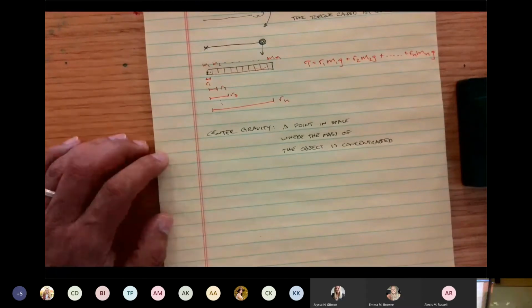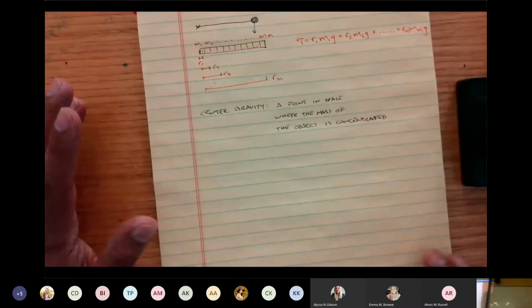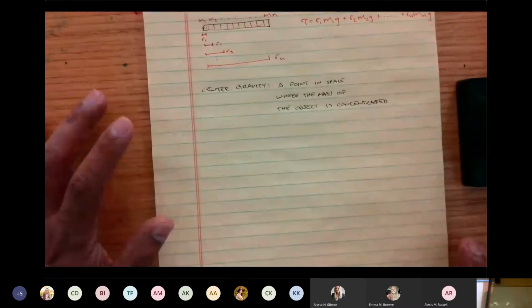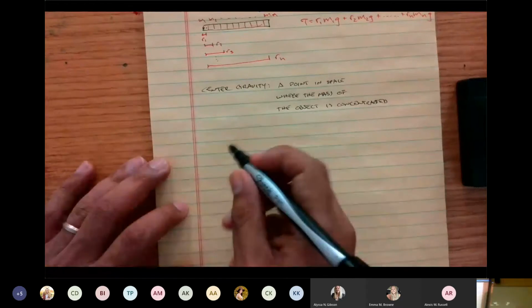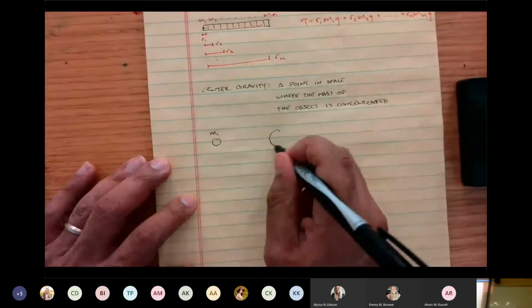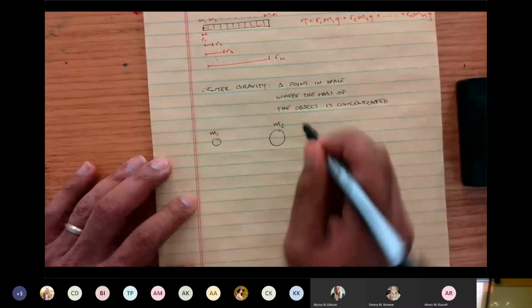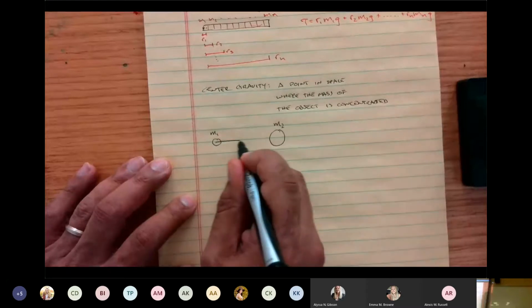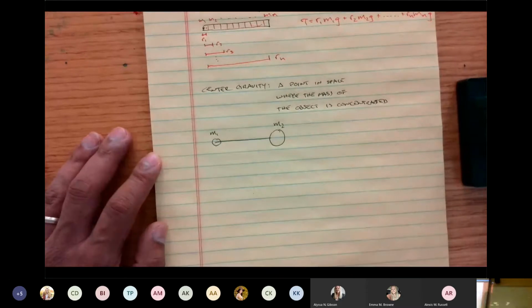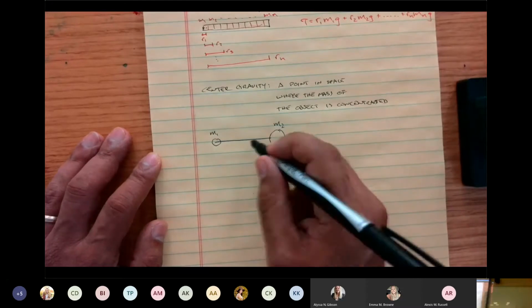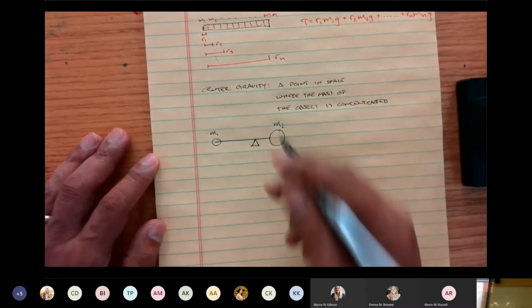So, for example, let's say that we have two masses connected by a simple rod, and it's going to look something like this. So we have M1, and then we have M2, and we have a small rod connecting both of them. Now, let's say that somewhere around here, I put a pivot point, kind of like a balance.